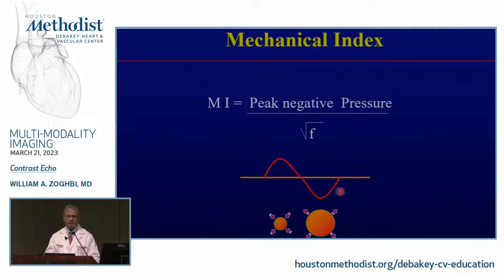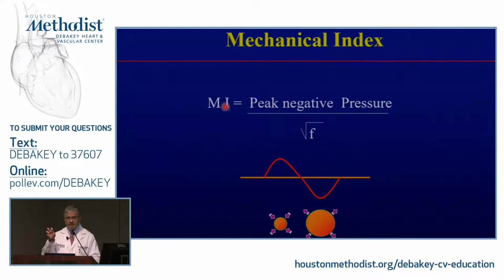What's the importance of it? The higher the mechanical index, and by high, we're talking about 1 and above. We're not talking about hundreds. Low is like 0.2, 0.1. So this is the range from 1.5 to 1.1. If it is on the high side, you're sending a lot of energy.